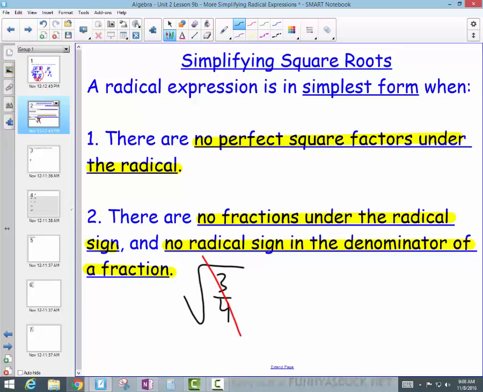The next says no radical sign in the denominator of the fraction. So what that means is I could have something like this, and in fact, that's what we talked about this becoming so far.